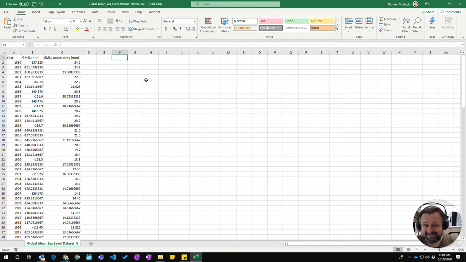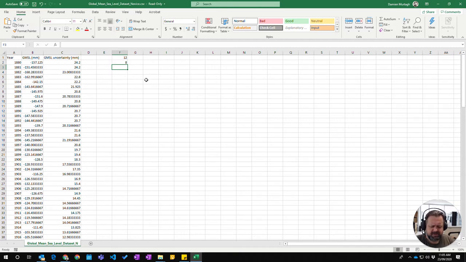if I wanted to say what is 10 plus 10, or 10 plus 2, I could put equals, because all formulas always start with an equal sign, equals 10 plus 2. And instead of displaying 10 plus 2, it will display the actual result of that calculation. So similarly, if I say equals 10 minus 2, it will display the results there as well too.